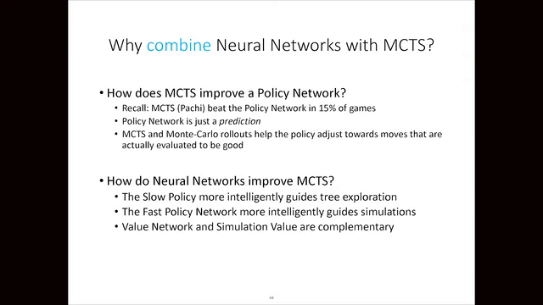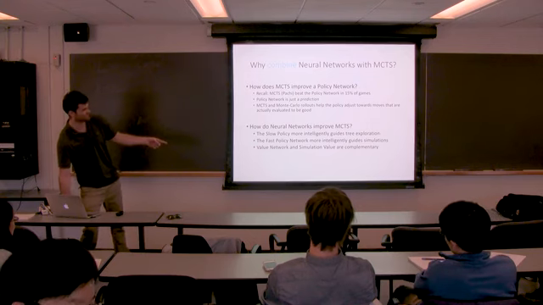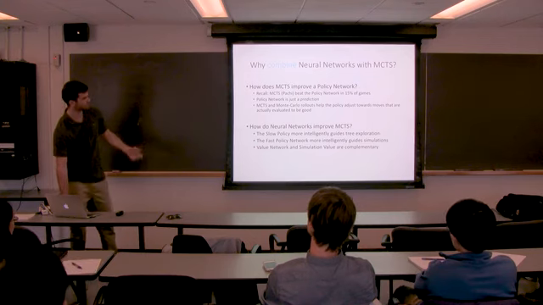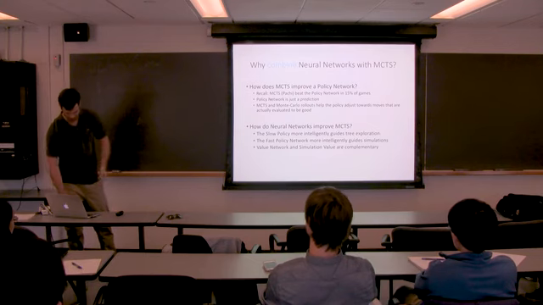And then how do neural networks improve MCTS? This point should probably be clear by now. We're able to more intelligently lead our tree exploration. Our simulations are more reflective of actual games, and the value network and our simulation value are complementary, which I mentioned before. Oh, and just to highlight that, basically the value network is going to give us a value that is reflective of as if we played the slow policy the whole time, and the simulation is if we use the faster policy. So they kind of are complementary.